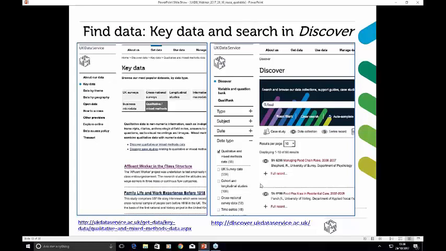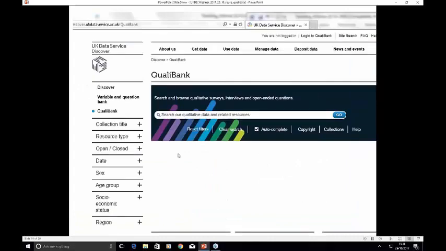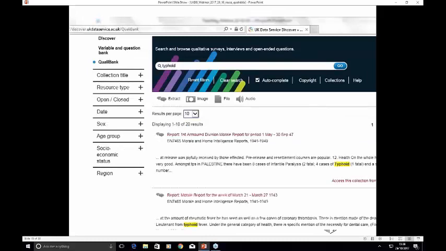However, we also have a relatively new tool which is specific to qualitative data, and that's QualiBank. Like Discover, you simply type in a keyword, but instead of searching through the abstracts and catalog pages like Discover does, QualiBank actually searches through the data itself. So this means you may be able to identify relevant interviews that are spread across different collections, or you might find a collection where you didn't think this theme might come up. In this example, I've typed in typhoid, which you can see in the search bar here.